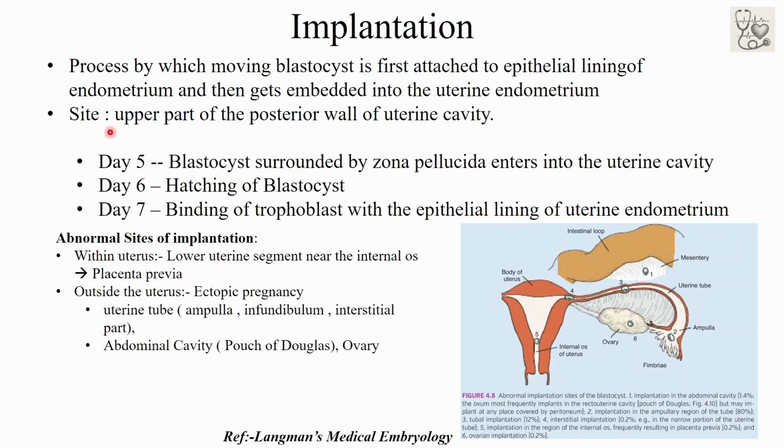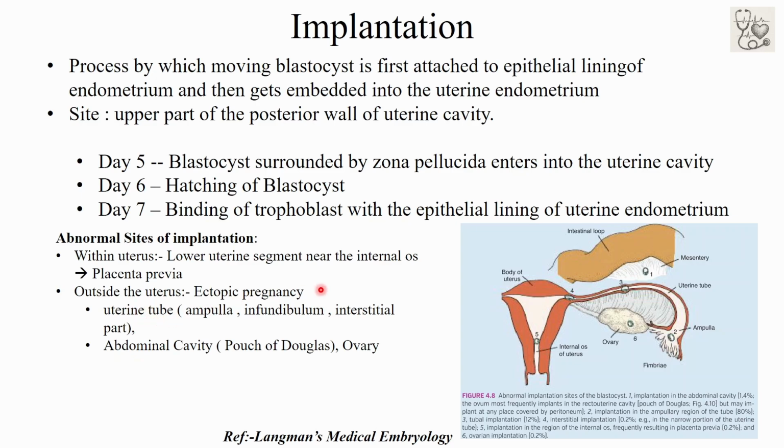So what are the abnormal sites of implantation? We have already discussed that the normal site of implantation is the upper part of the posterior wall of the uterine cavity. The abnormal site of implantation is within the uterus or outside the uterus. Within the uterus, it can be in the lower uterine segment near the internal os of the uterus, which is called placenta previa. Similarly, if it occurs outside the uterus, it is called an ectopic pregnancy.